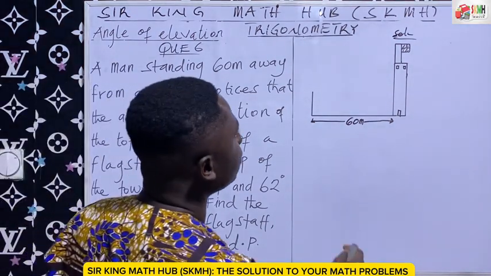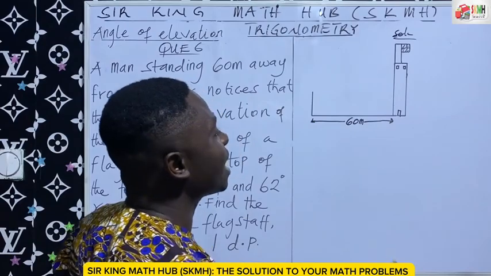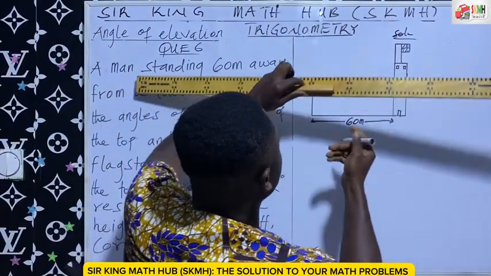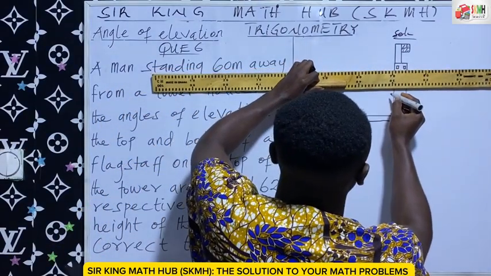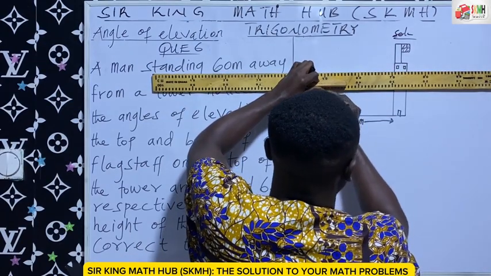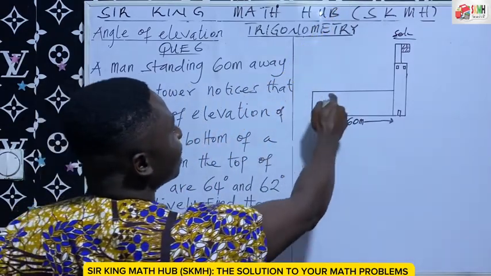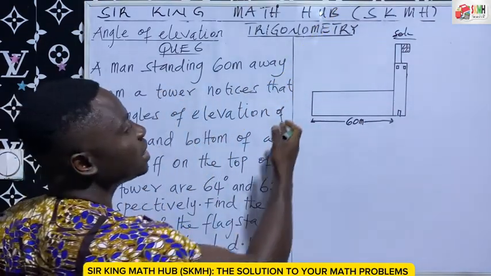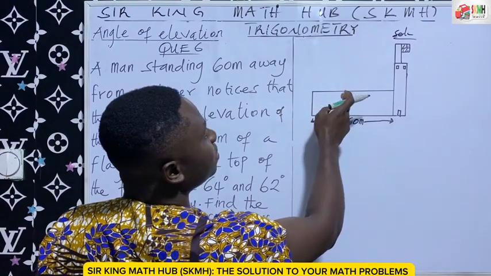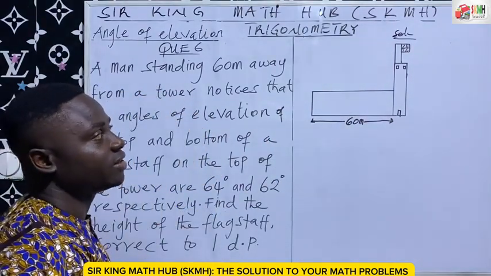Now, before we measure the angle of elevation, this man here has a horizontal eyesight. So any angle above this man's horizontal eyesight gives us the angle of elevation.